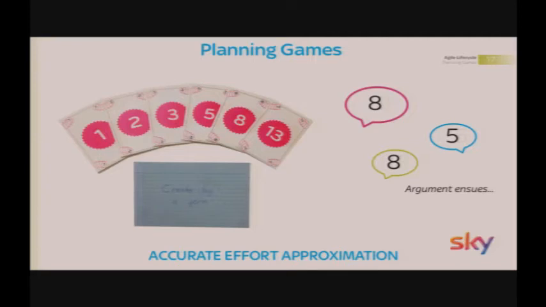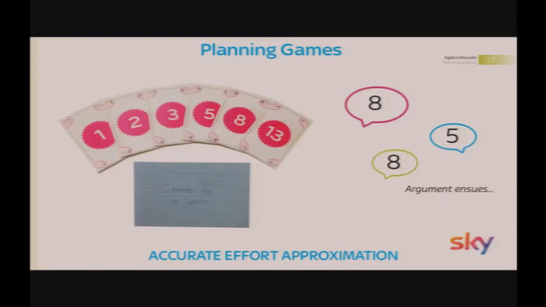Now, each member of the team will then present a card on the count of 3, and then an argument ensues, or actually a peaceful discussion. Firstly, the people at the lower and higher end of the scale will contribute their ideas on why they think it's those particular numbers. And then the entire team will have a revote. And this will continue until everybody agrees on the effort required for that card.